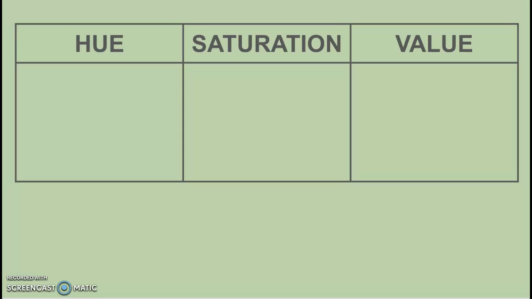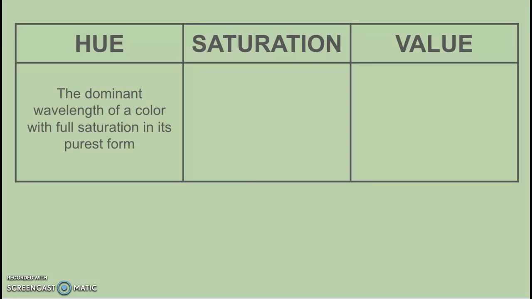Okay, now we're going to look at hue, saturation, and value and define them. Hue is the dominant wavelength of a color with full saturation in its purest form. So basically, hue is just a synonym for color. It is just each individual color in its purest form.